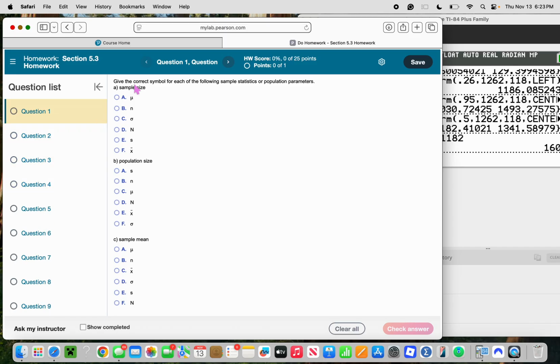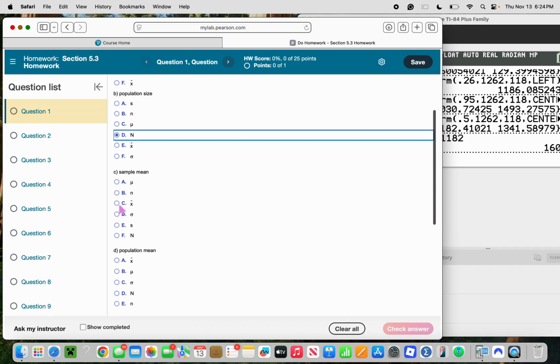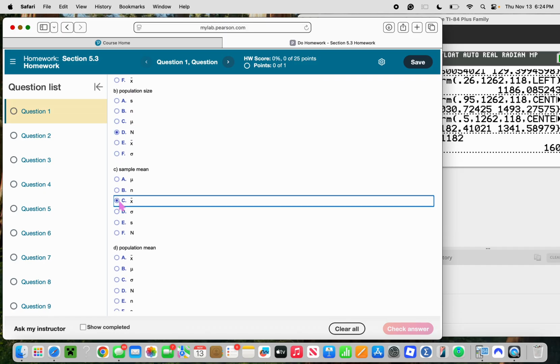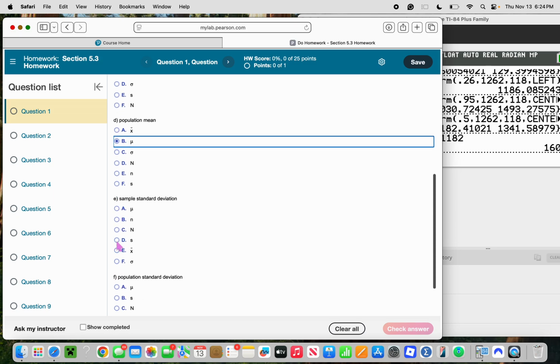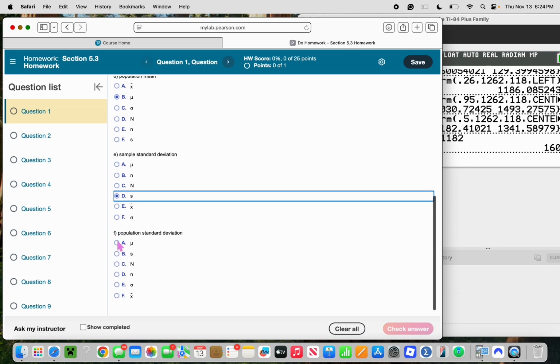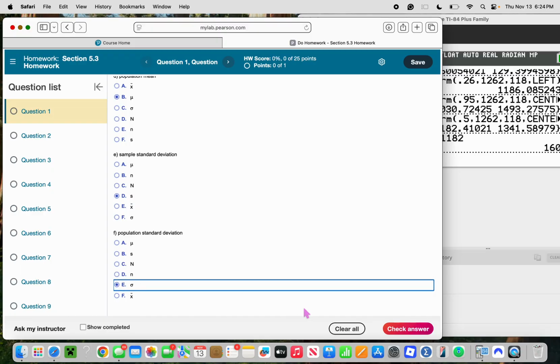It says, give the correct symbol for each of the following sample statistics or population parameter. Mu is mean, n is sample size, sigma is standard deviation, N is population size, s is sample standard deviation, and x bar is the sample average. Population size is capital N. Sample mean is x bar. Population mean is mu. Sample standard deviation is s. Population standard deviation is sigma.